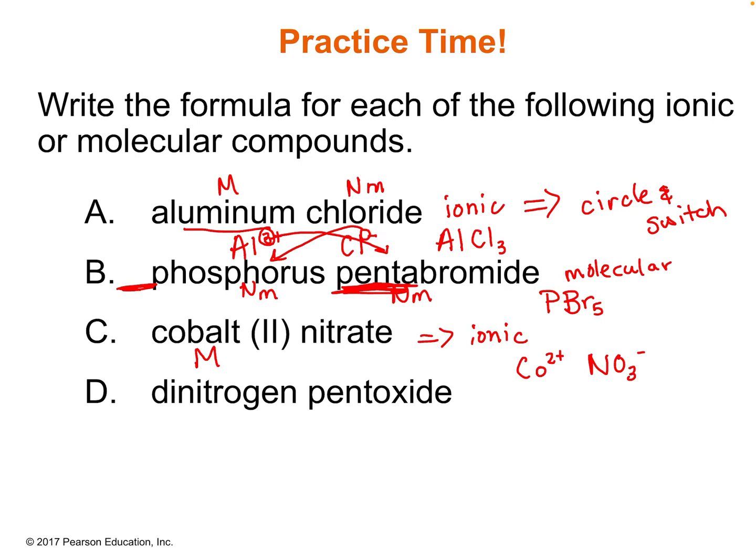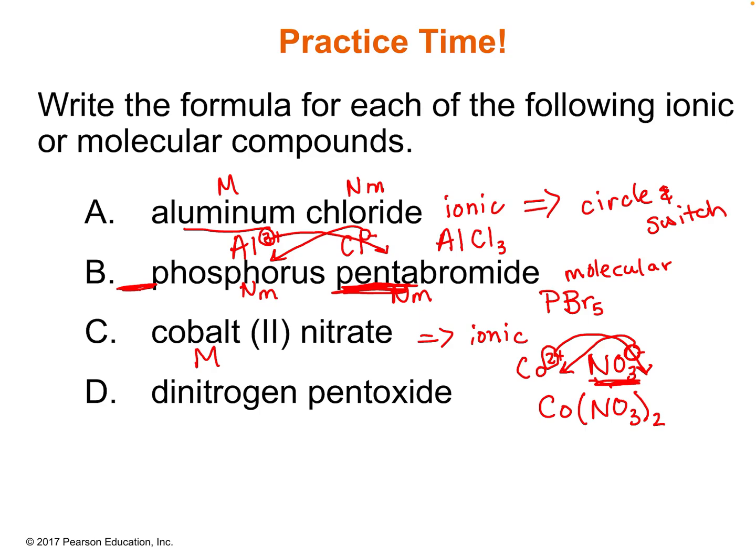You're going to want them. Now we need to circle and switch. The 2 is going to go to the nitrate, and the imaginary 1 will go to the cobalt. So we'll write this as Co, with an imaginary 1, and then we need 2 of the nitrate. So we're going to put the nitrate in parentheses, and the 2 will go on the outside. Okay, so that's cobalt(II) nitrate.